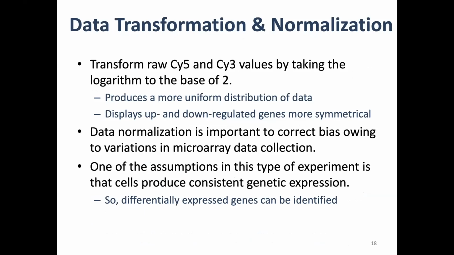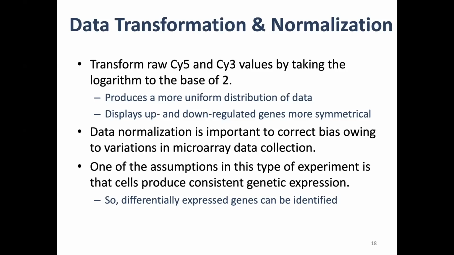Data transformation and normalization. Before we do any statistical analysis, the number one thing we need to do is data transformation and normalization. Without transforming and normalizing data, we cannot make correct inferences. Data transformation is to bring the data closer to a normal distribution, and if you have a normal distribution, then you can use parametric tests, right?